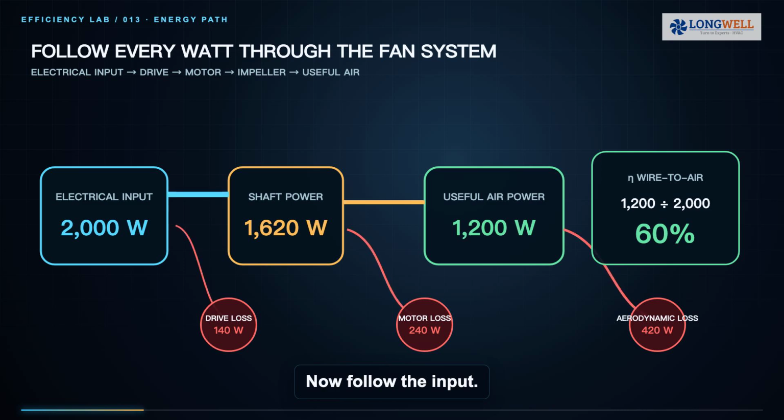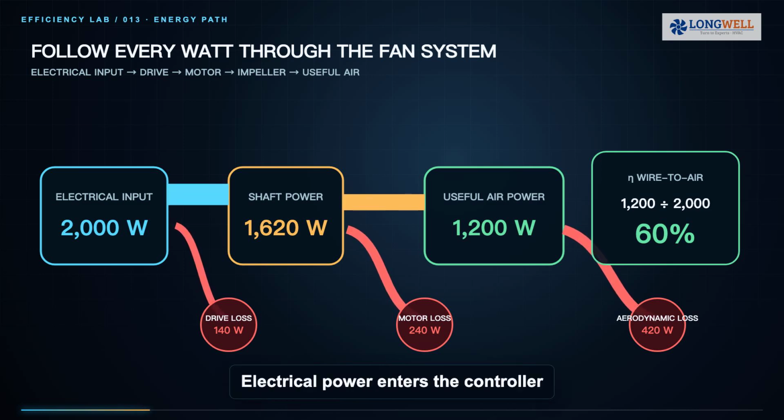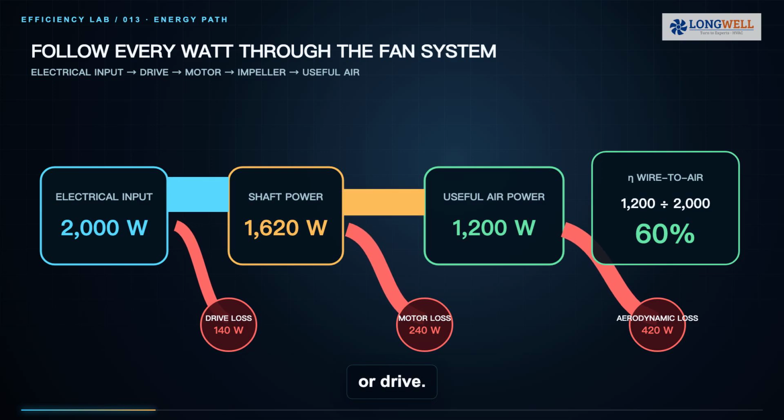Now follow the input. Electrical power enters the controller or drive. Some becomes electronic and motor loss. Shaft power reaches the impeller. More is lost through leakage, recirculation, turbulence, disc friction, and a poor match between impeller and housing. What remains becomes useful air power. Wire-to-air efficiency therefore equals useful air power divided by electrical input power. If the input is 2000 watts, 1200 divided by 2000 gives 60%.